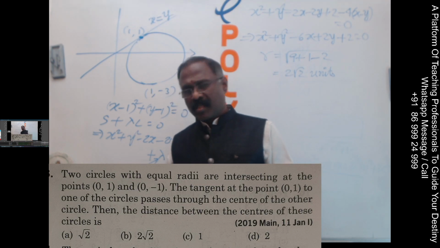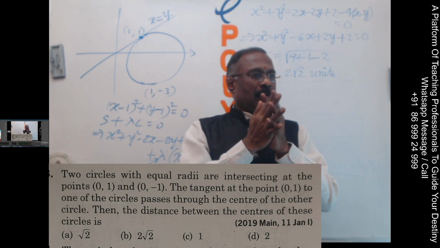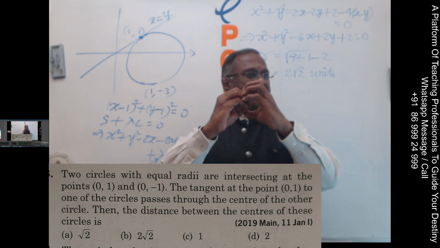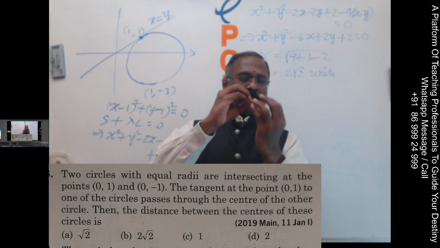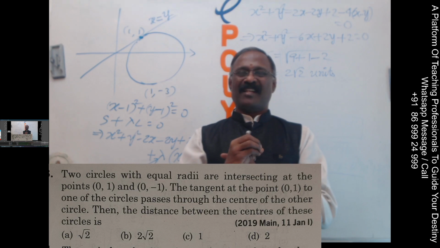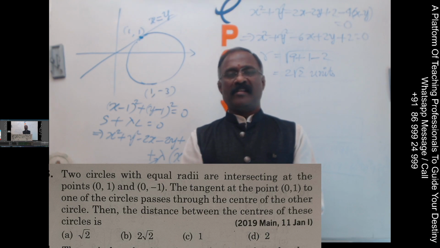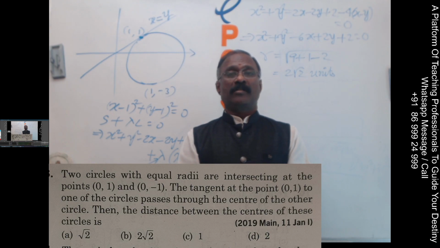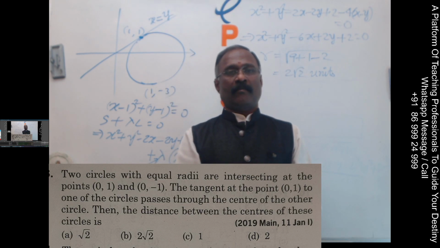Immediately, what are the concepts that we have to remember after going through the question? Two circles are there. They are intersecting at (0, 1) and (0, -1). First point of intersection (0, 1), below point of intersection (0, -1). So what you have to understand is x equal to 0. See, in both the points x equal to 0. x equal to 0 is the equation of the y-axis, and thereby you have to understand that the line of centers is nothing but the x-axis.